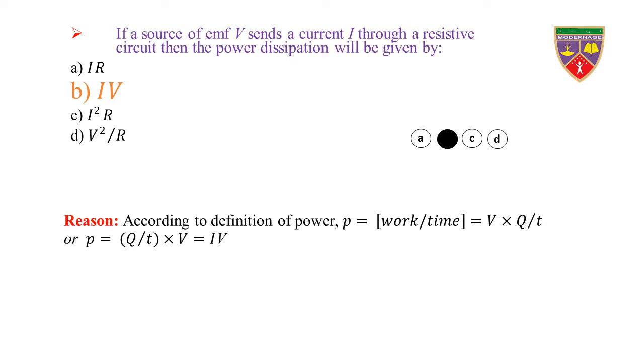Reason. According to the definition of power, P is equal to work divided by time. In this case, the work done on charge Q by the potential difference V is V into Q. Divided by T is the power, or P is equal to Q divided by T into V, where Q divided by T is current I. Therefore, power is equal to IV. Hence, power dissipation in a resistive circuit is IV.